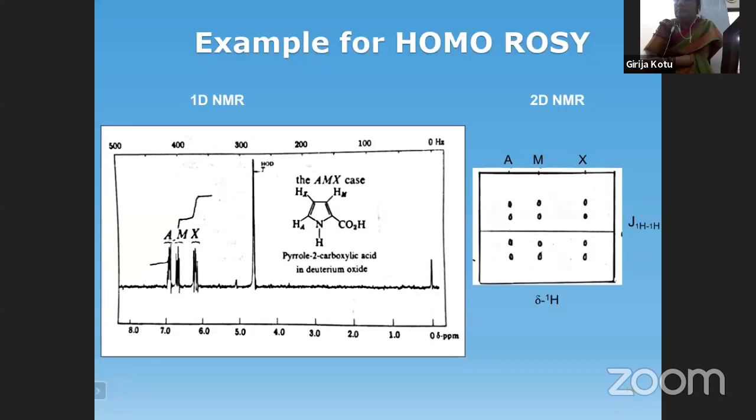This is the advantage of the 2D NMR technique, especially with reference to the COSY spectrum. The x-axis is the delta of protons and the y-axis is the coupling between protons. So this is the 2D NMR spectrum of pyrrole-2-carboxylic acid in deuterium oxide.